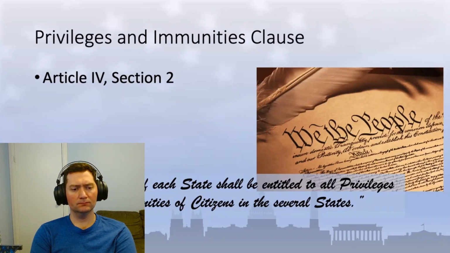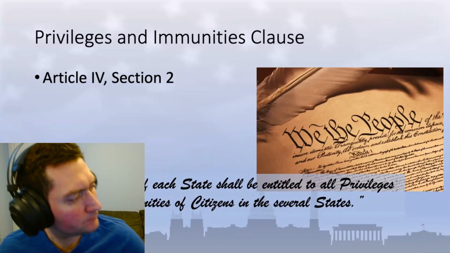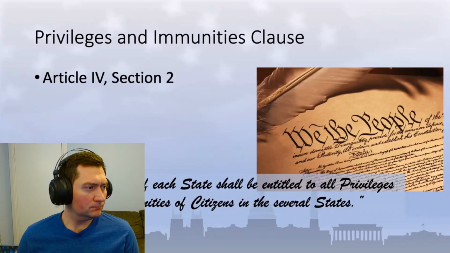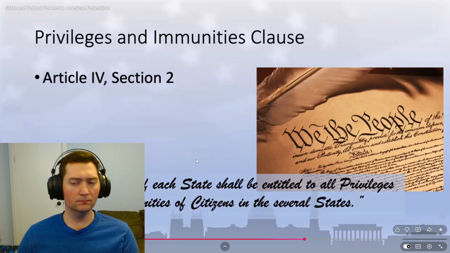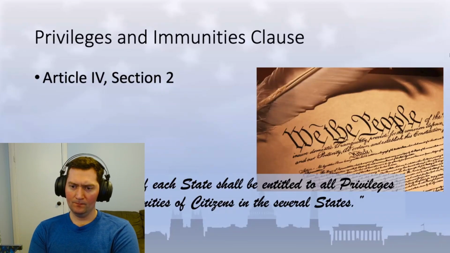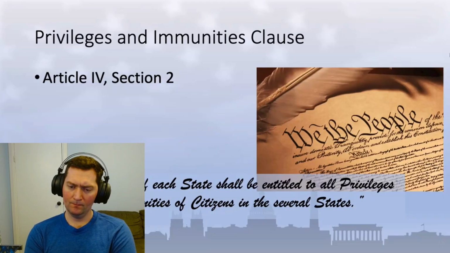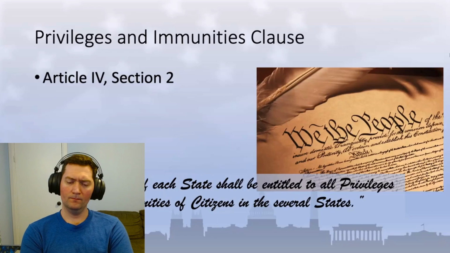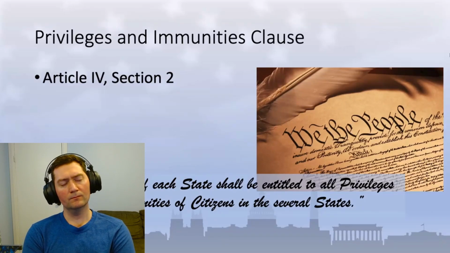This clause applies to a wide range of fundamental rights and privileges, such as the right to travel, the right to engage in commerce, the right to enter into contracts, and the right to receive equal protection under the law. While the Privileges and Immunities Clause is an important protection for the rights of citizens, it's not an absolute guarantee of equal treatment. The Supreme Court has recognized that states may sometimes have legitimate reasons for treating non-residents differently, such as when it comes to the regulation of natural resources or the provision of public benefits. As with the issues arising from the Full Faith and Credit Clause, we'll explore some of the issues arising from the Privileges and Immunities Clause in another video.